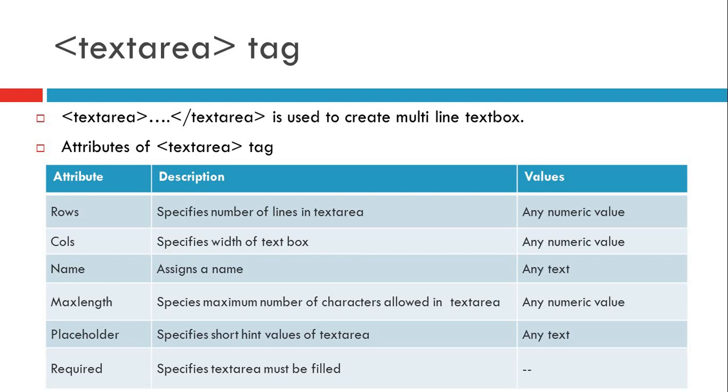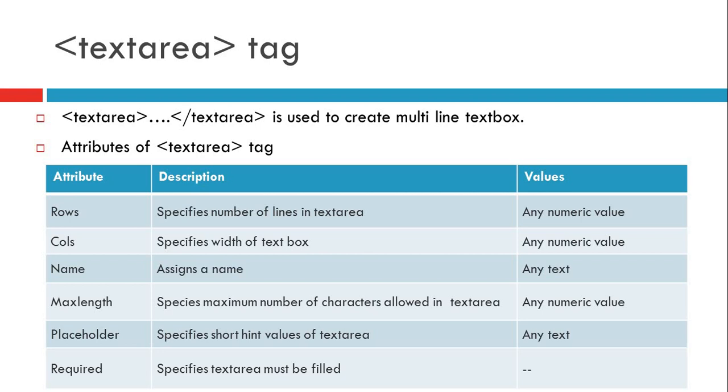Next attribute is placeholder. Placeholder is going to give a small hint that what type of values should be entered in the text area. The value for placeholder is any text. The last attribute is required. Required attribute has no value. It specifies that the text area must be filled. The user cannot leave the text area blank.